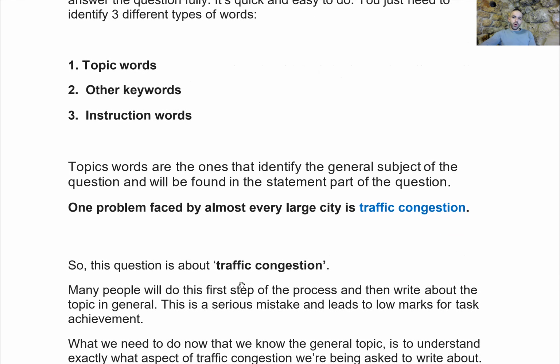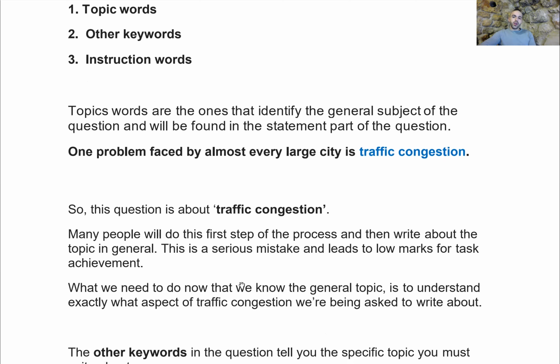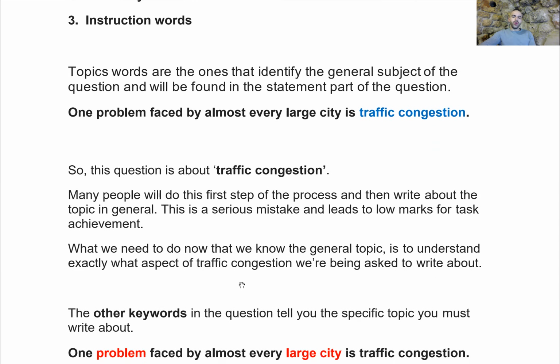Topic words are the ones that identify the general subject of the question and will be found in the statement part of the question. One problem faced by almost every large city is traffic congestion. So this question is about traffic congestion. Many people will do this first step of the process and then write about the topic in general. This is a serious mistake and leads to low marks for task achievement. What we need to do now that we know the general topic is to understand exactly what aspect of traffic congestion we are being asked to write about.